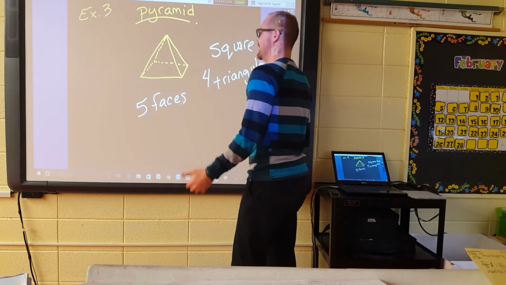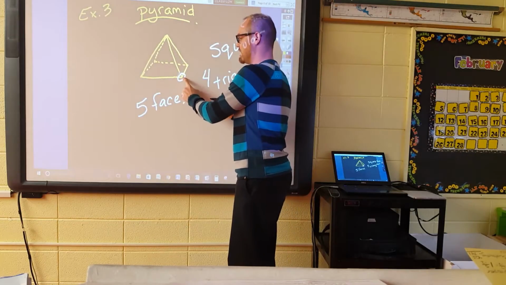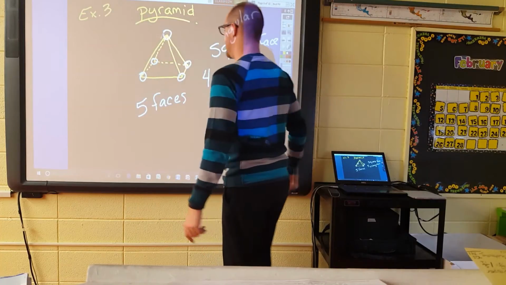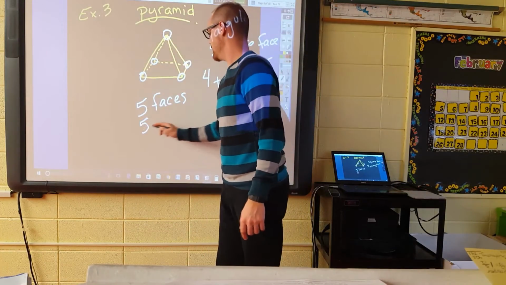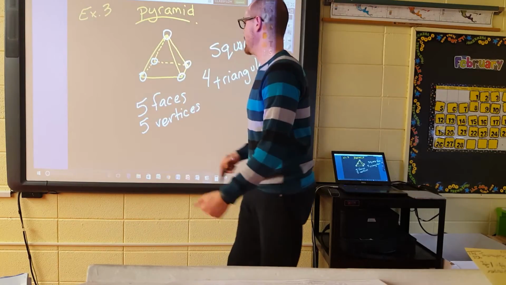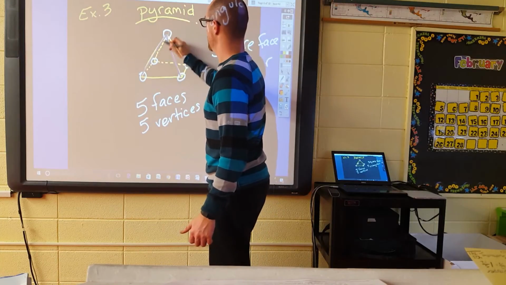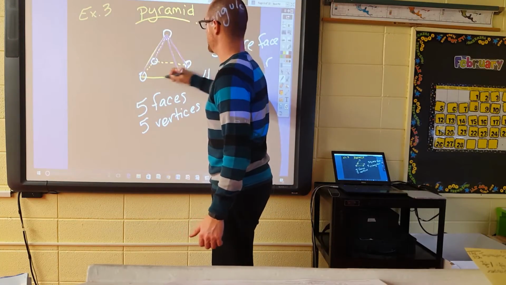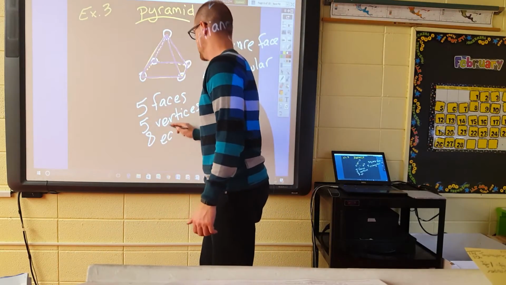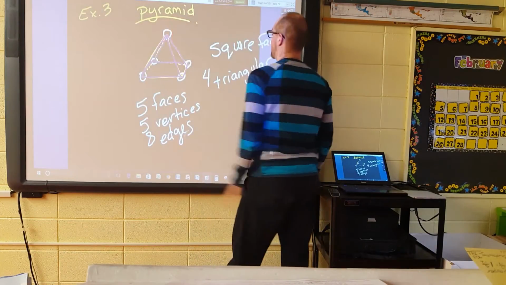If they asked us to find vertices, how many vertices does this have? Well, 3 or more of these edges meet here, here, here, here, and then at the top. So it also has 5 vertices. And if we want to count edges, do that with another color. We've got 1, 2, 3, 4, 5, 6, 7, 8 edges. For example number 3, the only answer that you need to write down is pyramid.